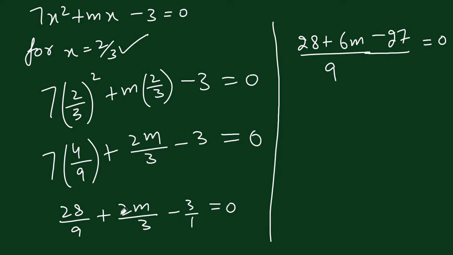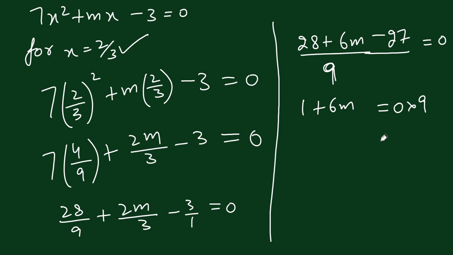Now here 9 was only for 28, 3 was only for 2m. Since 9 was not for all the terms, or 3 was not for all the terms in LHS, we can't send it to the right side. But this 9 here now is for all the terms. So it's in division, it can go to the other side, it will become multiplication. So it will become 0 into 9. 28 minus 27 is plus 1.